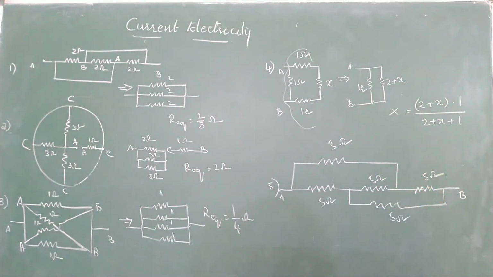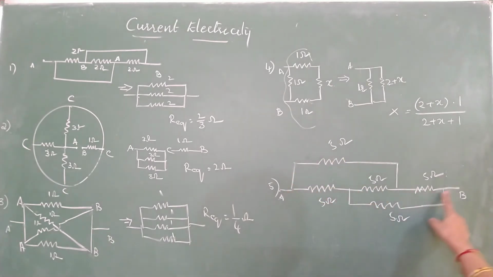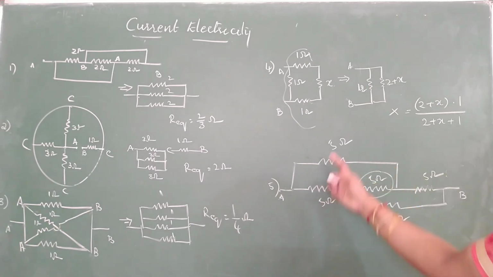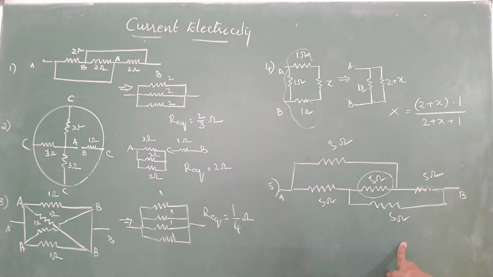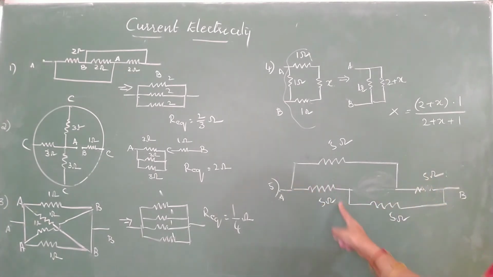Then look at this circuit. We have already studied this: it is a Wheatstone bridge. From A we have 2 resistors, from B we have 2 resistors, and this is your central resistor. If P by Q is equal to R by S, what should be the current in the central resistor? 0. So when you remove this, 5 and 5 in series give 10, 5 and 5 in series give 10. It's a balanced Wheatstone bridge, 10 and 10 in parallel, and you will get back the answer as 5.